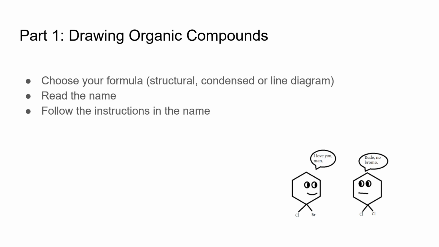So the first step is choosing your formula, whether you decide to draw a structural, condensed, or line diagram. The second step is to read the name the question is giving us. And the third step is to follow the instructions in the name.